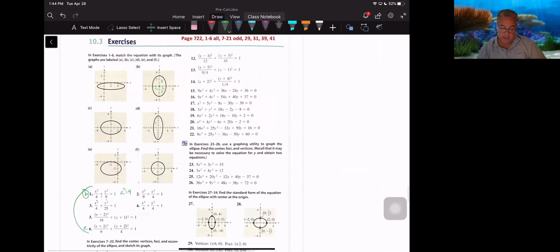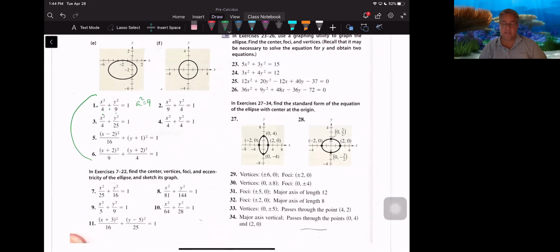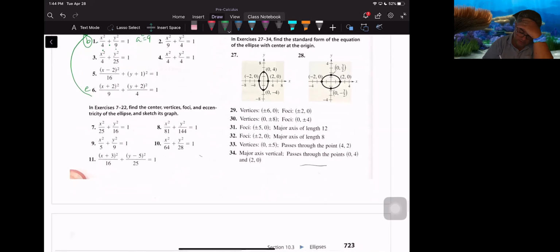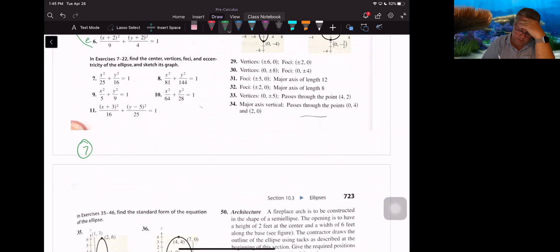Okay, let's look at problems 7 through 21. It says find the center, the vertices, foci, and eccentricity of the ellipses. All right, let's look at number 7 here. We'll do this together. I'm going to graph it and see if you can. The larger number is underneath the x squared, so we know that this thing opens up side to side. It's centered at 0, 0. There's nothing on the x and nothing on the y, so there's no h and k. So we know the center is 0.